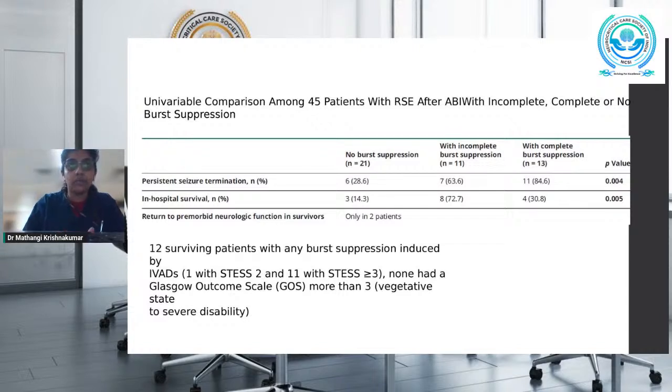Now if we look at return to premorbid neurological function, only 2 patients returned to premorbid condition. So by looking at this table, it looks like yes, maybe incomplete burst suppression and complete burst suppression have a positive effect on outcome. But if we further analyze the Glasgow Outcome Scale, out of the 12 surviving patients in this subgroup, the scores were 2 and 3, and none actually had a Glasgow Outcome Scale more than 3. That means they were anywhere from a vegetative state to severe disability. So that was the improvement in outcome you achieve with burst suppression or minimal burst suppression compared to no burst suppression in anoxic brain injury.